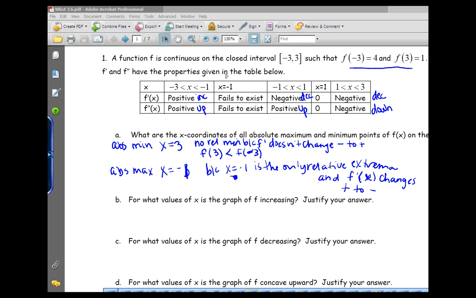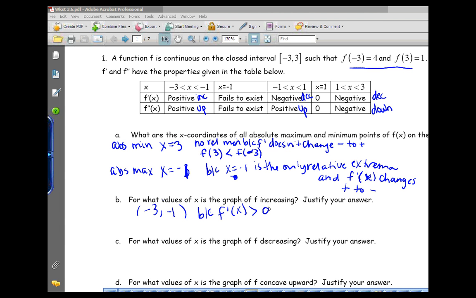For what values of x is the graph of f increasing? Okay. From x equals negative 3 to negative 1. Now, how do I justify my answer? Why did you pick that? Because f prime of x is greater than 0. So you have to justify in terms of something that was given to you in the original problem.